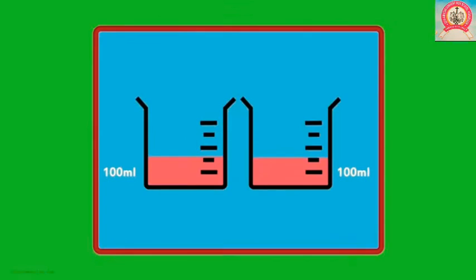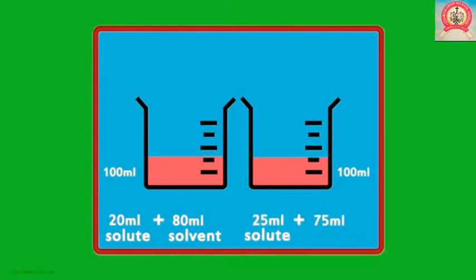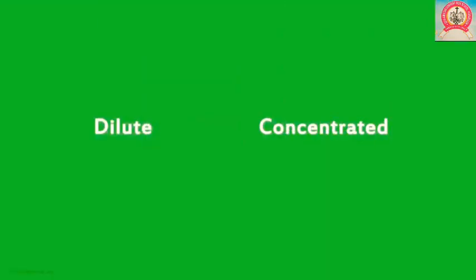Let me give you another example. We take two empty beakers again with 100 ml of some solution. The first beaker has 20 ml of solute and 80 ml of solvent, and the second one has 25 ml of solute and 75 ml of solvent. Which solution is more concentrated according to you? Yes, it is the second one, because the proportion of solute is more in the second beaker. Now you know what dilute and concentrated mean.